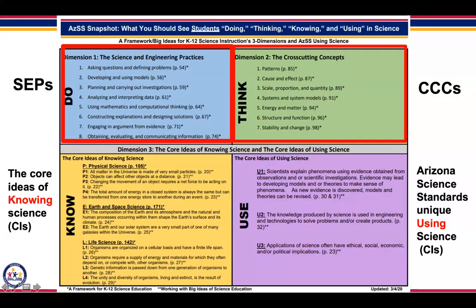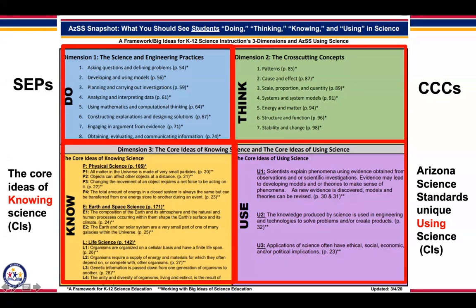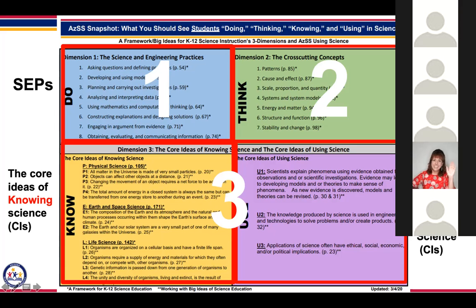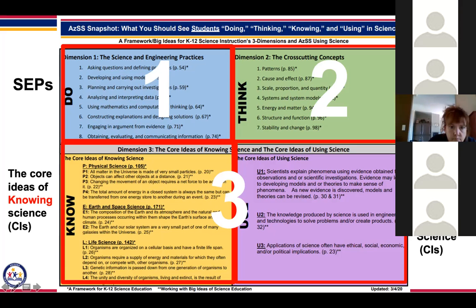We have cross-cutting concepts, which are the lens through which the students think. And then down here in the yellow box, we have our core ideas of knowing science. So there's 10 of those. Think about content. And on the right, we have 3 core ideas of using science, which is basically how students are engaging with phenomena and making sense of the world around them. And as a reminder, our 3 dimensions are combined like this, where these 2 boxes on the bottom actually combine to make the 3rd dimension.